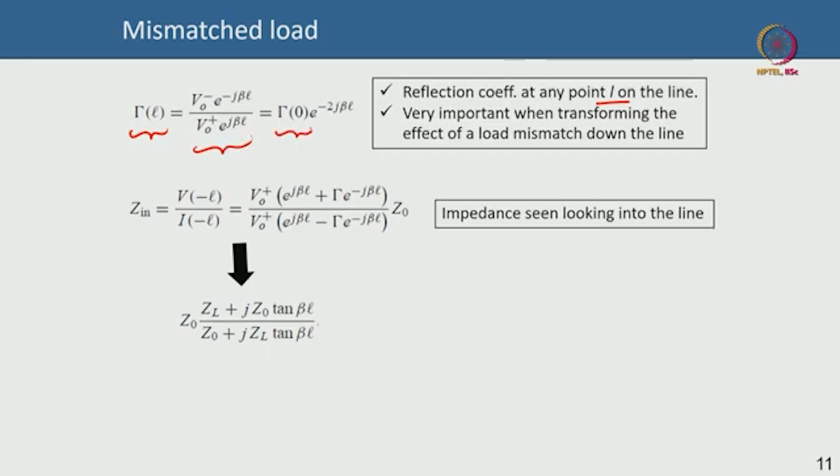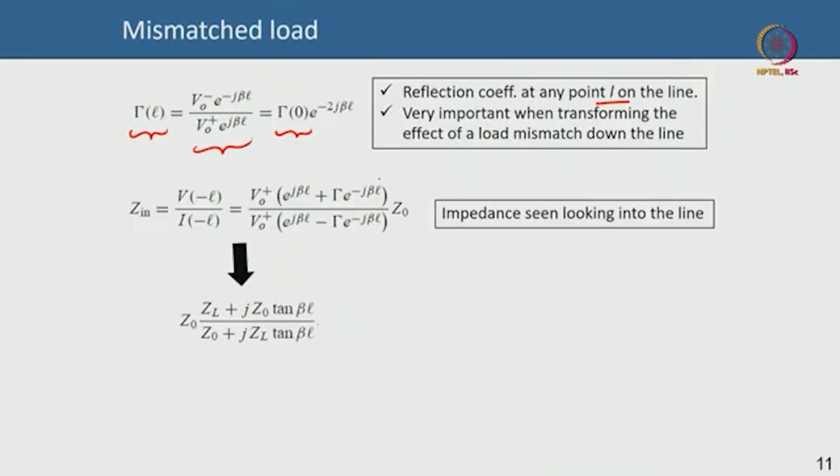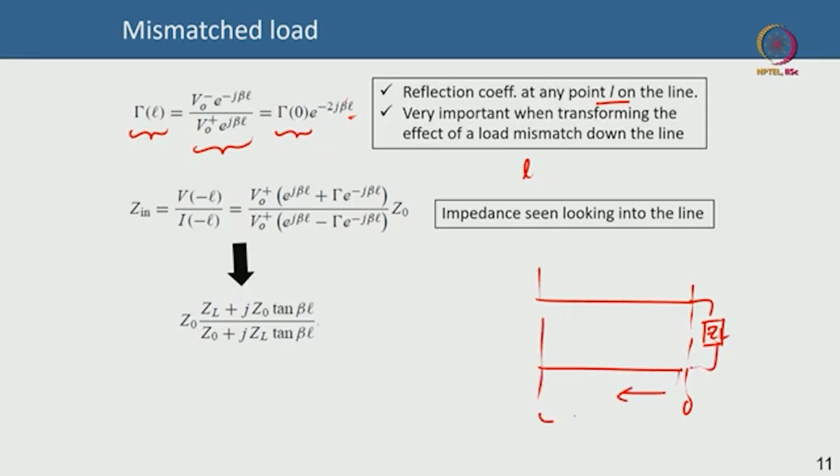This all comes from algebraic manipulation. So it is gamma at 0, remember 0 is this point, at the load, times e to the power minus 2jβL. L is the length that you are looking at, and β is of course the propagation constant. Now suppose I have a transmission line of length L, with a load ZL at the 0 point, and I am looking from this side. At the end of this transmission line L, what is the impedance that I see? That is called the input impedance.